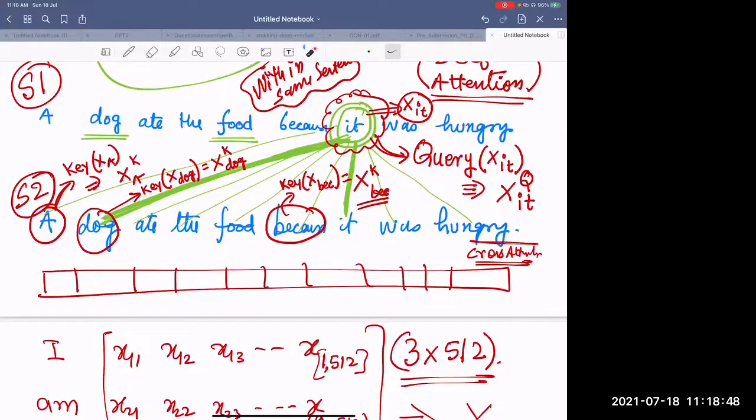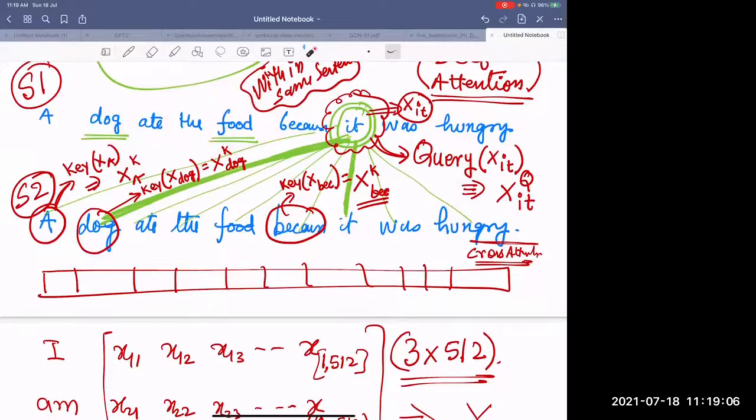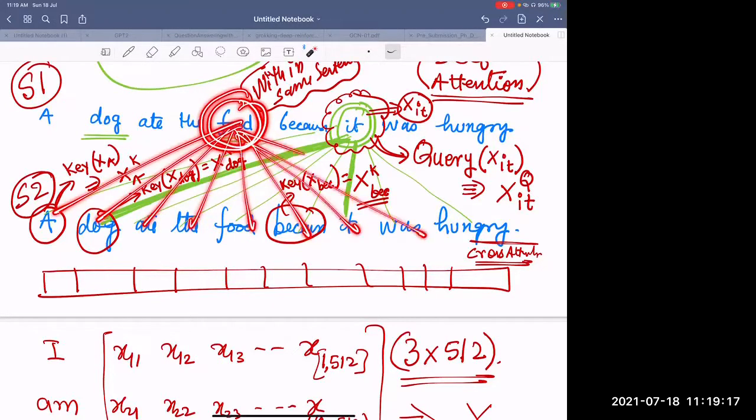Others may not be big, which means the query of food needs to be high when compared with the key of dog, ate, and hungry, else it needs to be low. We need to somehow do this. And if that is the case, it means these words are actually learning their relationships properly.